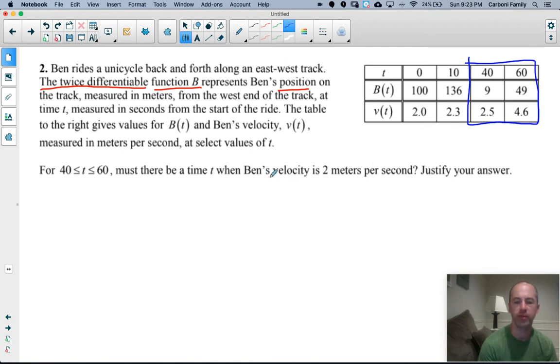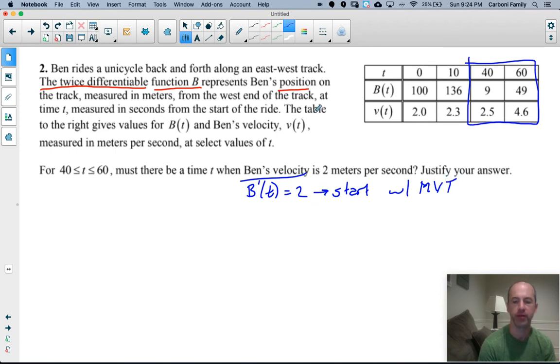And what you have to remember is that Ben's velocity is the same as the derivative of Ben's position. So let's think of it, instead of a velocity question, let's think of it as the derivative of position. And any time you are asked to guarantee, or is there a time when the derivative equals something, I would start with the mean value theorem.